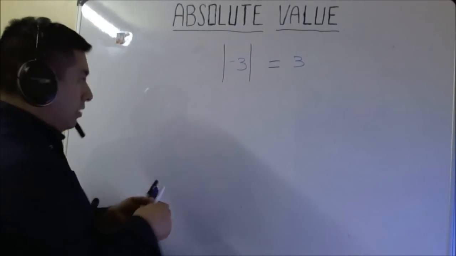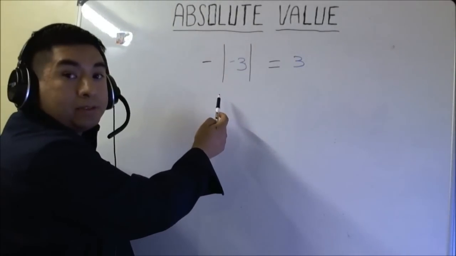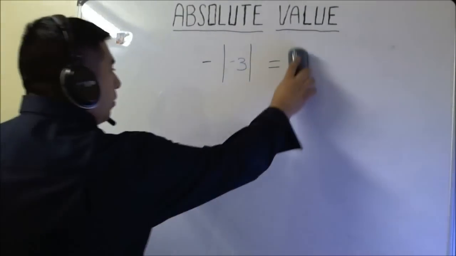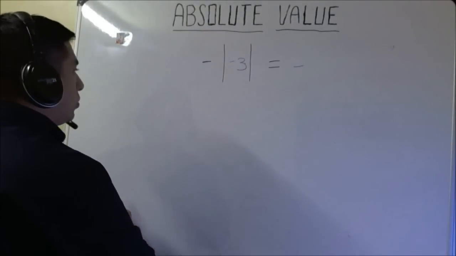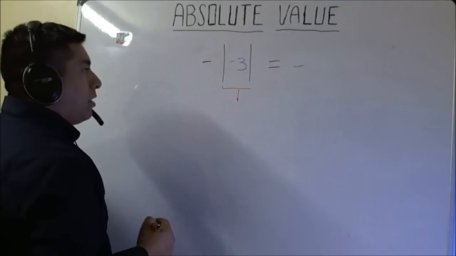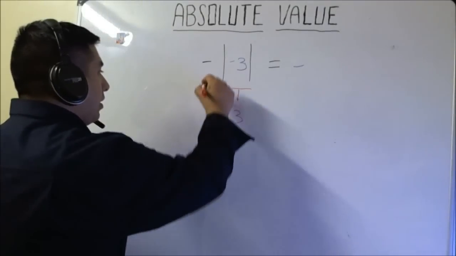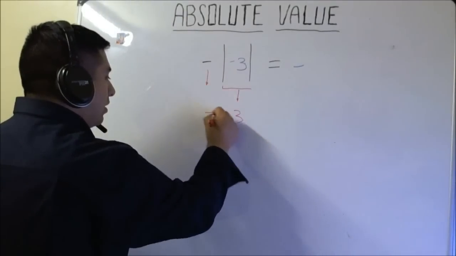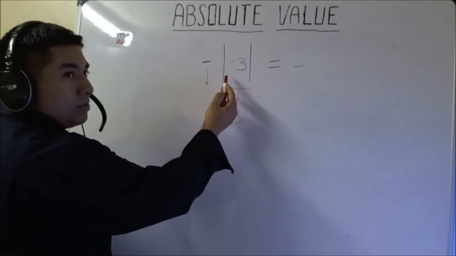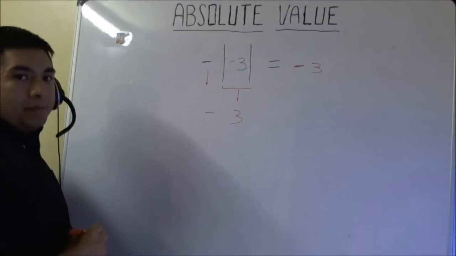For instance, what happens if there is a negative sign outside our absolute value? What do you do then? Okay, well, first solve the absolute value. What's the absolute value of -3? It's the same number but positive, 3, and then carry the sign, and that's your answer. Yes, negative of absolute value of -3 is -3.